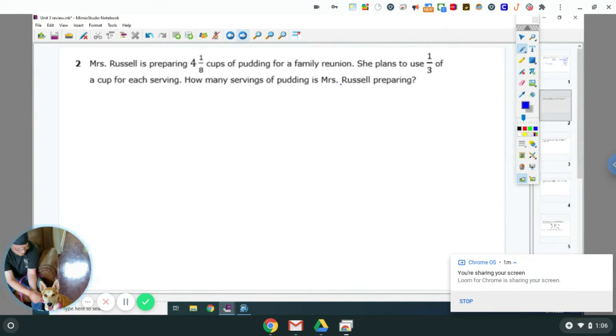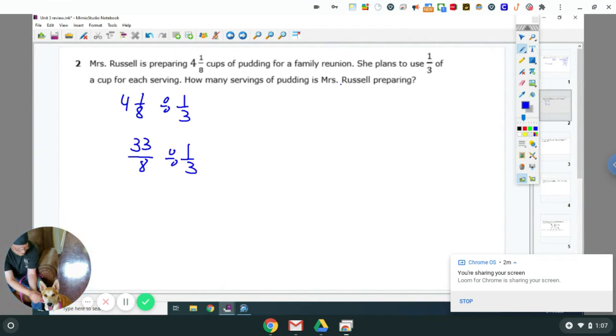All right, number 2, Miss Russell is preparing 4 1/8 cups of pudding for a family reunion. She plans to use 1/3 of a cup for each serving. How many servings of pudding is Miss Russell preparing? So what you need to do is take the 4 1/8 and divide it by 1/3. To divide fractions, you have to change them to improper. So we're going to change 4 1/8 to improper. You're going to do 8 times 4, which is 32, and then add the numerator, which makes it 33. So it'd be 33 over 8 divided by 1/3.